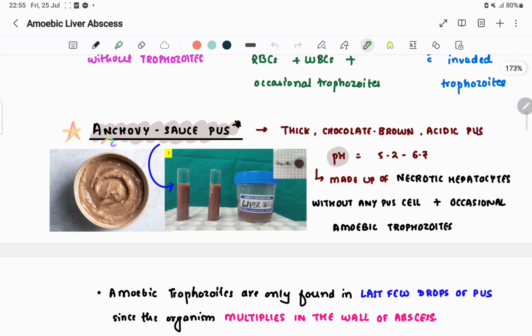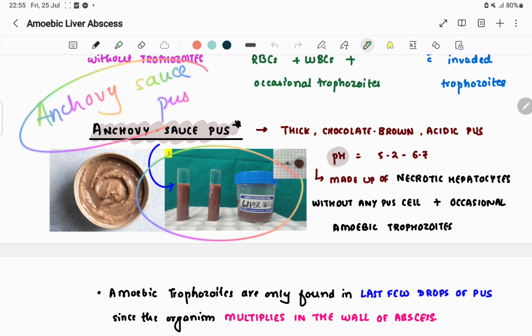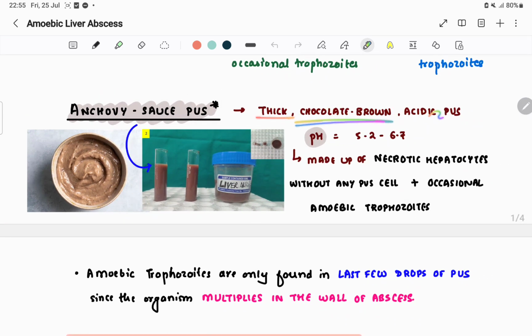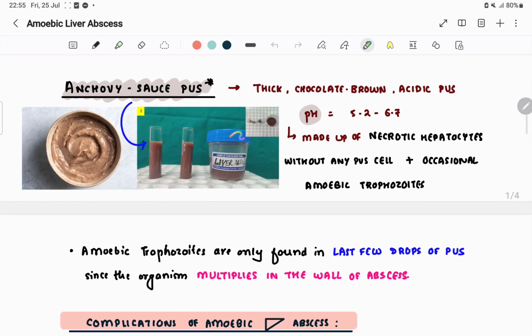A very classical feature is anchovy sauce pus, which is formed due to liver abscess. Anchovy sauce pus is the classical color of liver abscess pus, which is thick chocolate brown acidic pus, and the pH is basically 5.2 to 6.7, that is slightly acidic. What is it made up of? It is made up of necrotic hepatocytes, the damaged liver cells.